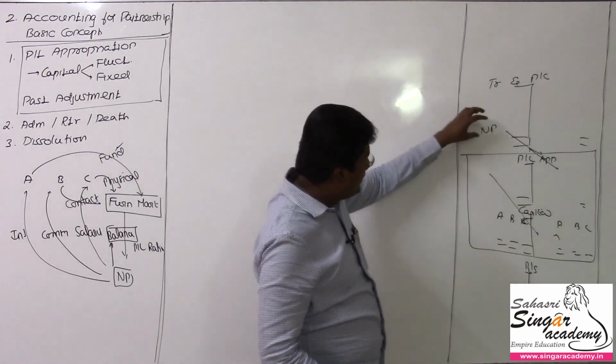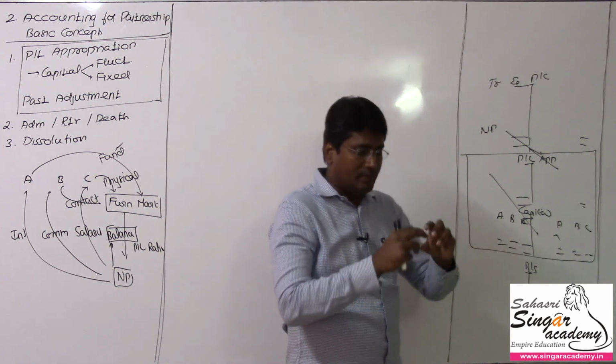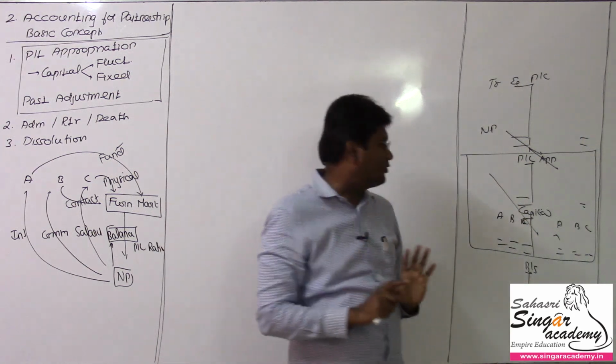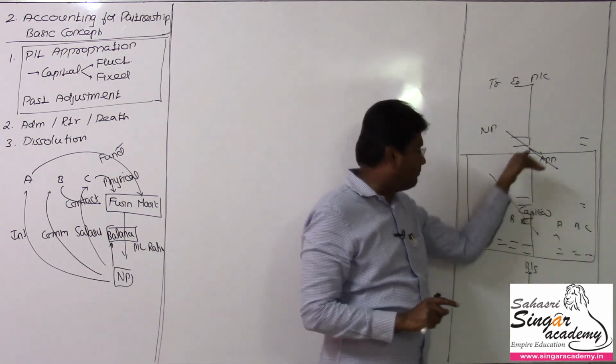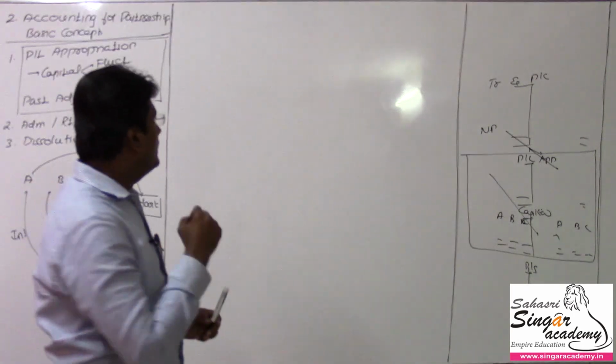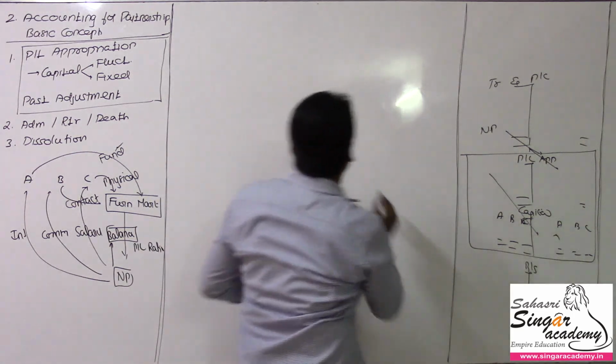If it is a sole trader, directly the net profit is added with the capital, but in the case of a partnership firm, that net profit will be distributed to the different partners as per their own contribution. So we are giving this effect by preparing these two accounts, P&L appropriation account and capital account. Let me prepare here. So this block I am going to prepare.